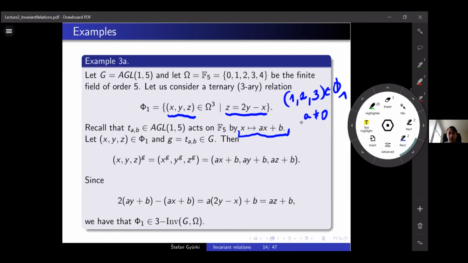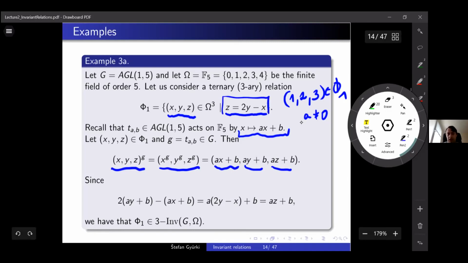And now let us consider whether this relation is tree invariant under the group or not. So what happens if I am mapping by an arbitrarily chosen element G the triple x, y, z? Of course, this induces a triple which we can obtain in the manner that we map x, we map y, and we map z under this element G. So we will obtain ax plus b, ay plus b, az plus b. Now we have to check whether this property is preserved by this triple.